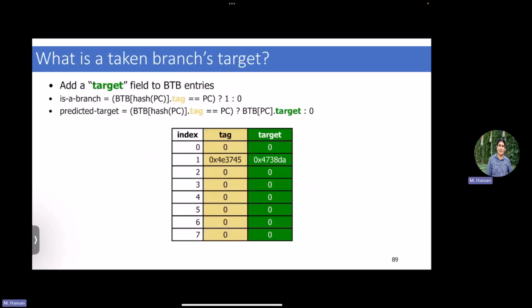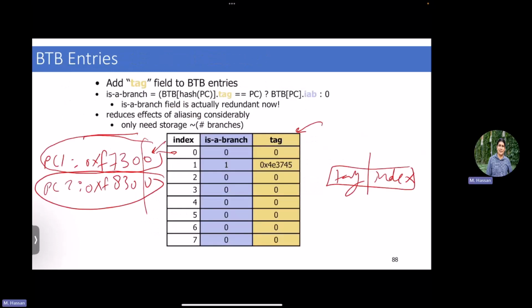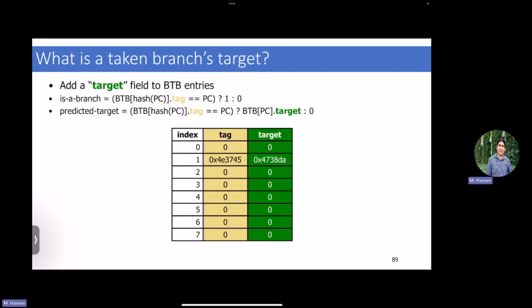You access this table with the program counter, and it tells you whether the current instruction is a branch or not. We have a tag because multiple program counters can be mapped to the same place, but that's a bit of a detail, so ignore it for now. The BTB can tell you whether this instruction is a branch or not, and it also tells you the target address, if you add the target address to the table. So if the instruction is a branch, you get its target address. Good, so the BTB answers these 2 questions for me.